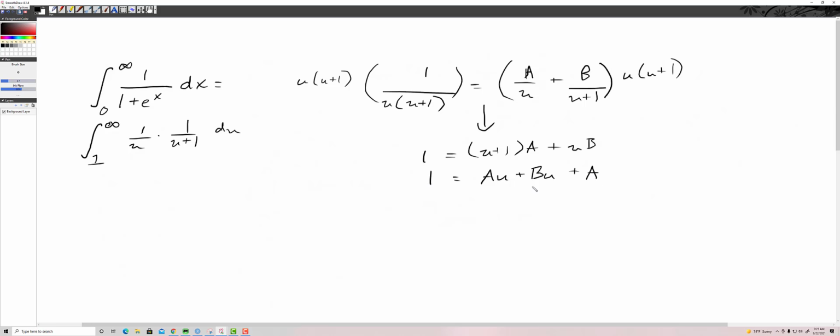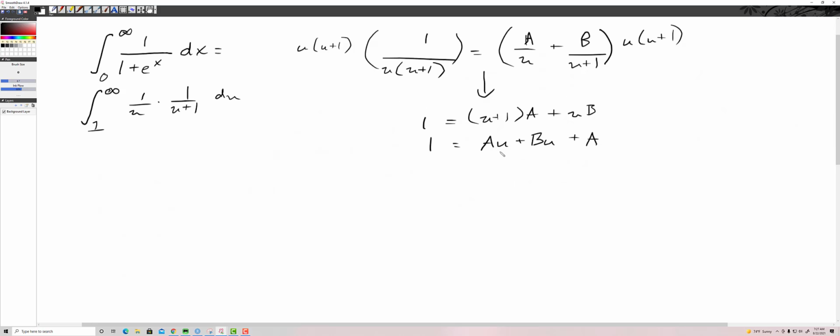What I notice is there are actually two equations inside of this. First of all, there are no u's on the left side. If there were some u's there, then I would have a plus b equals something. But instead I get a plus b equals 0, because there are some over here and none over there. The next thing I get is that a equals 1, and these two together mean that b has to equal minus 1.